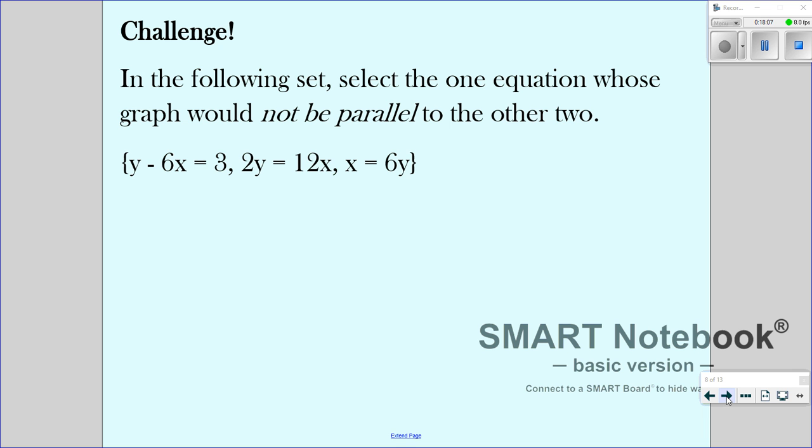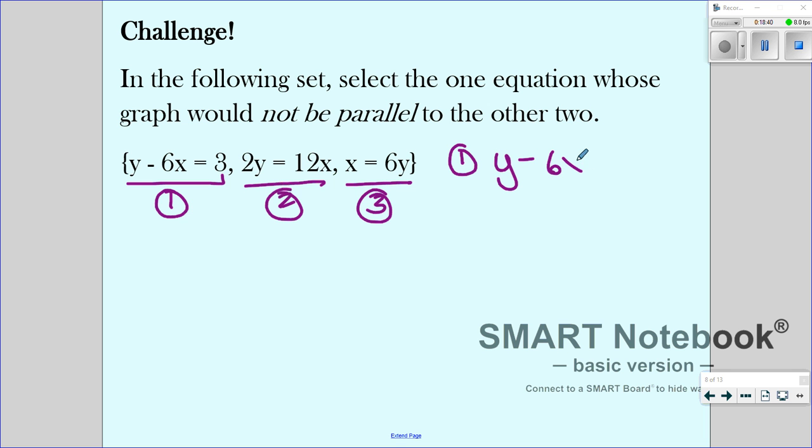All right, the last one is a challenge. It says in the following set, select the one equation whose graph would not be parallel to the other two. So we've got 3 different ones. We got this, we've got this, and then we've got this. All right, so now in order to figure out which one is not going to be parallel, we have to focus on the slopes. So for the first one, we got y minus 6x equals 3, and I'm going to have to put it in the slope-intercept form. Remember, it has to be y equals mx plus b, so that way you know what the slope is.